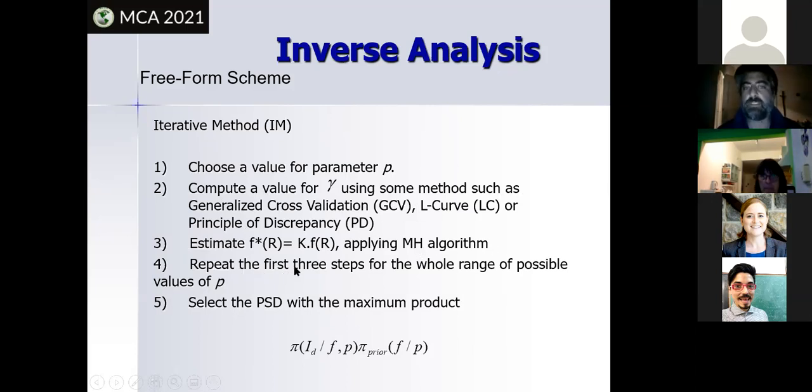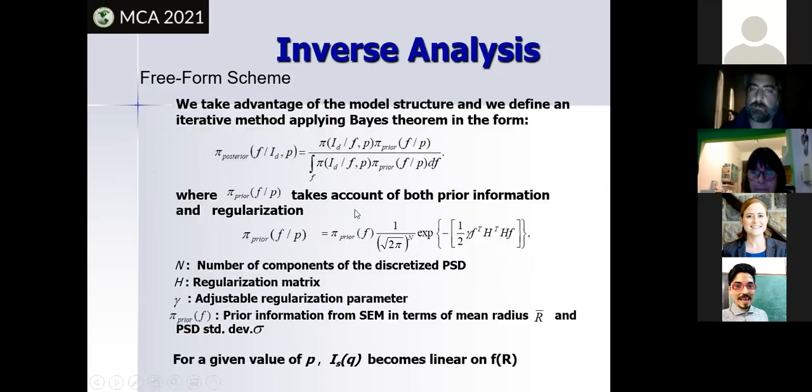We repeat the first step for the whole range of possible values of P, and we select the PSD with the maximum product of the numerator of the Bayes' theorem here.